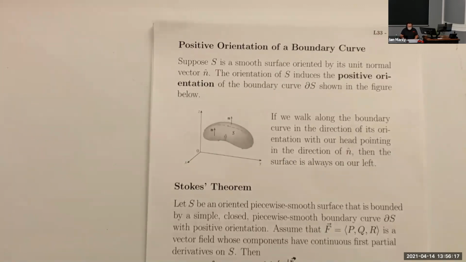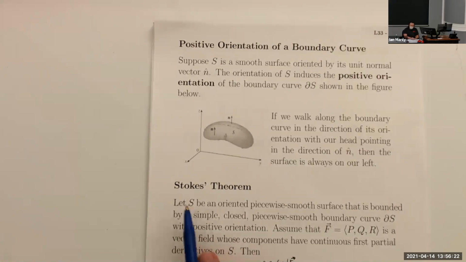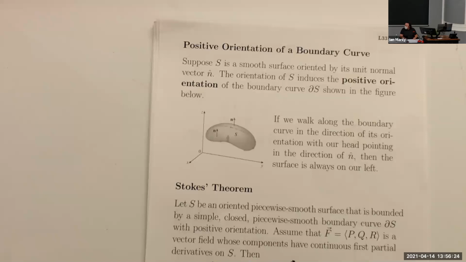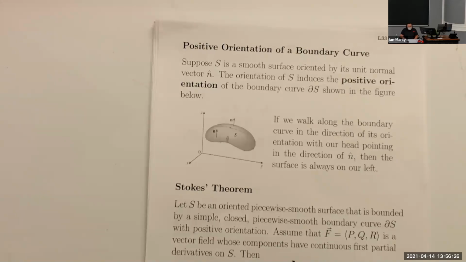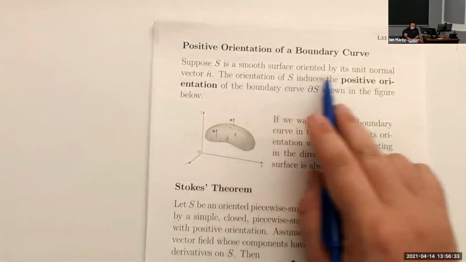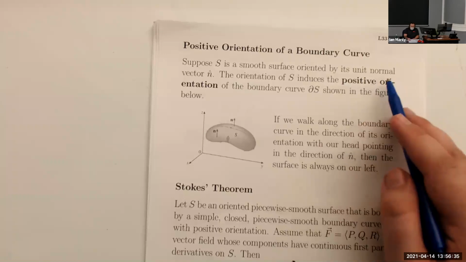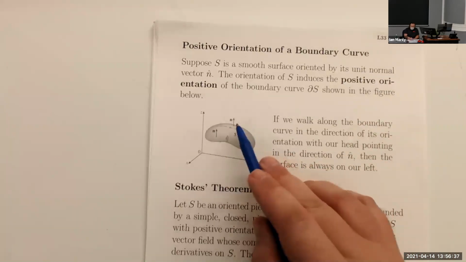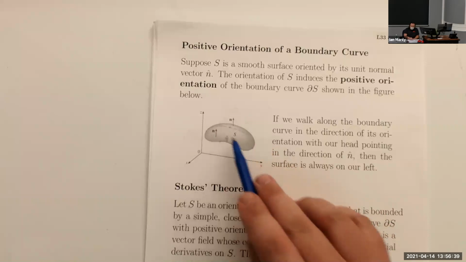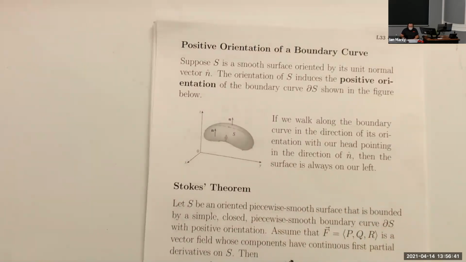All right, anyways, before we could talk about the analog to Green's theorem, which is spoiled right here, it's going to be called Stokes' theorem, let's talk about the positive orientation of a boundary curve. So let's say we have some smooth surface S, and it has a unit normal vector n. So here's a good picture of this. We have these little normal vectors pointing upwards here. The orientation of S induces the positive orientation of the boundary curve, delta S, shown in the figure below.